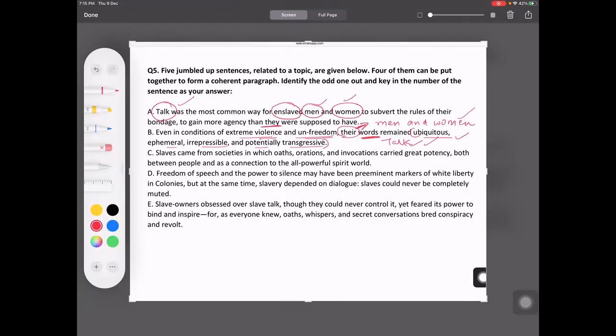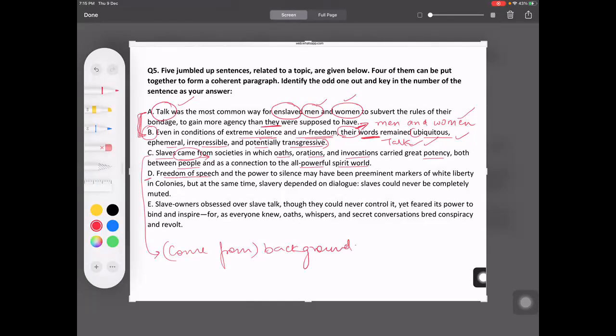Okay. Then in the C option, it is saying slaves came from the societies in which oaths, orations, invocations carried great potency both between people and as a connection to the all-powerful spirit world. Now you can see they are talking about where the slaves came from. Earlier they were talking about the words and the talk they used to do in front of the people, but now they're talking about where they come from, what their background is. They're talking about background information. All right. So B and A were related, but we can't relate the C option till now.